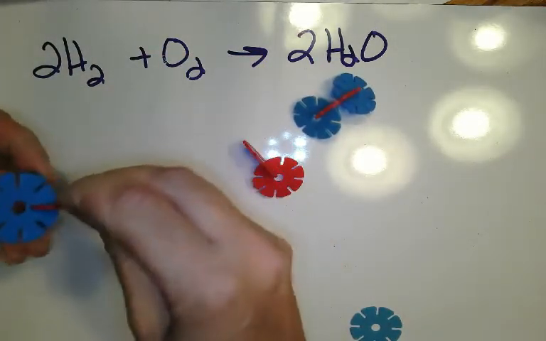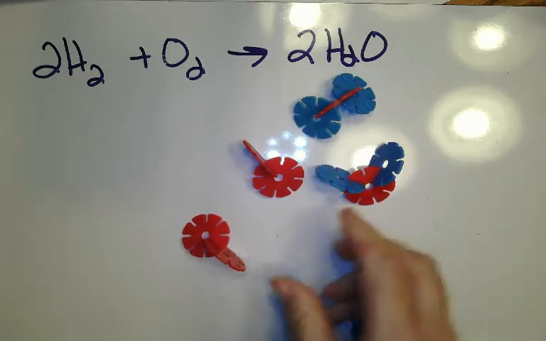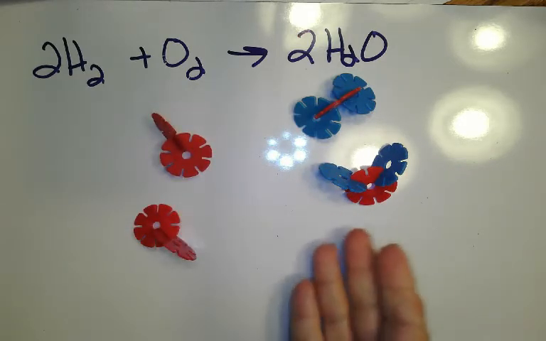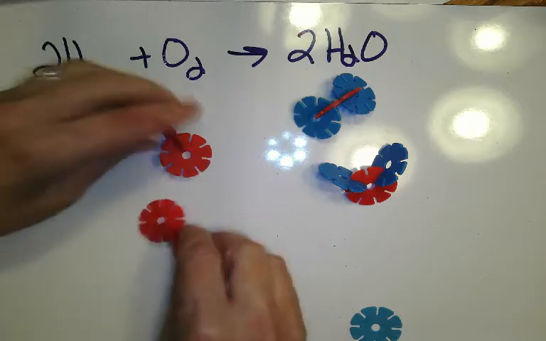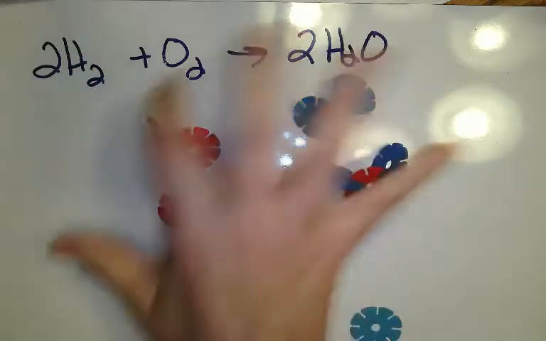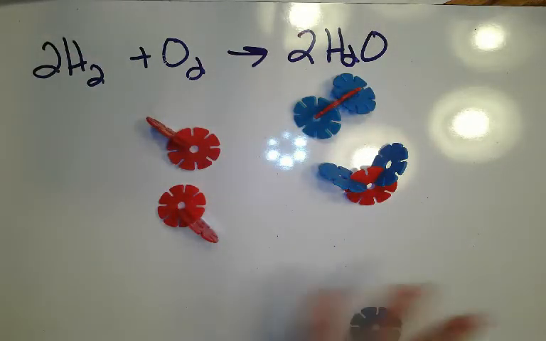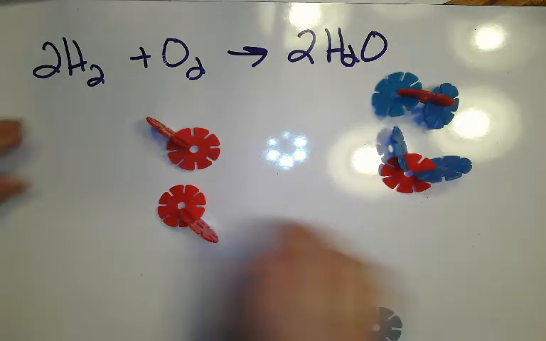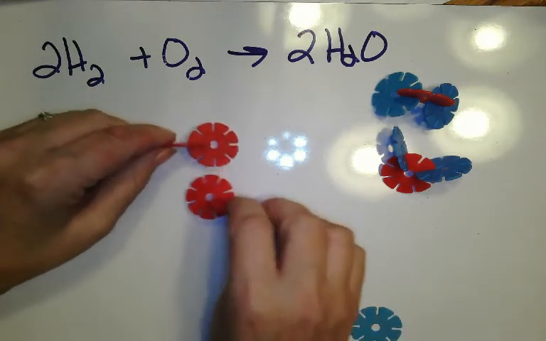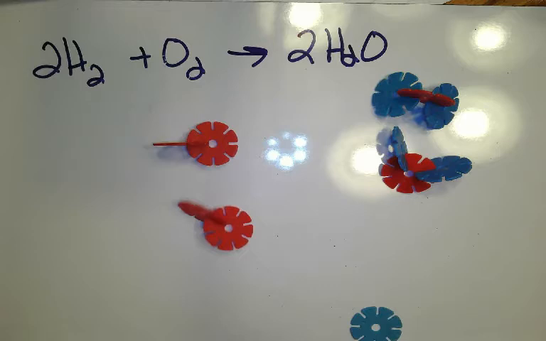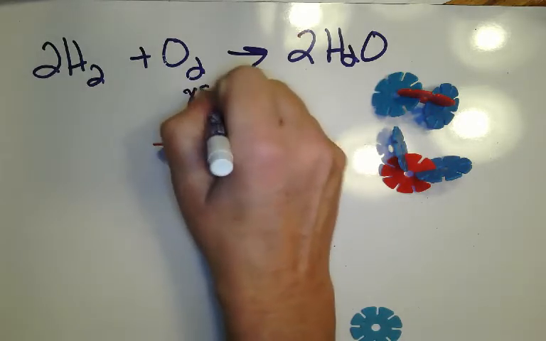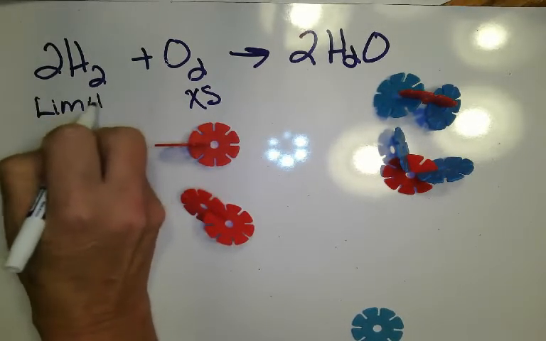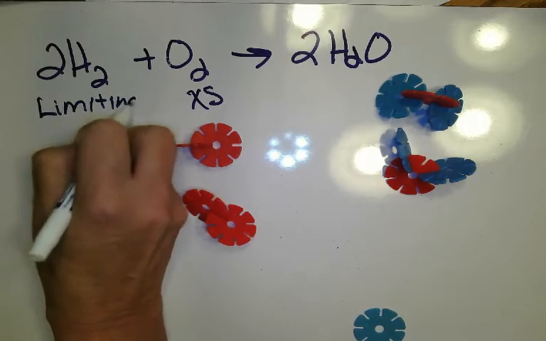And then I can't make any more water. Well, why can't I make more water? Because there's no more hydrogen to mix with these oxygens. So what's left in my beaker when the reaction is completely done is 2 moles of water, and I still have an excess of 2 moles of oxygen. So this was my excess reactant, and this one ran out. This is my limiting reactant.